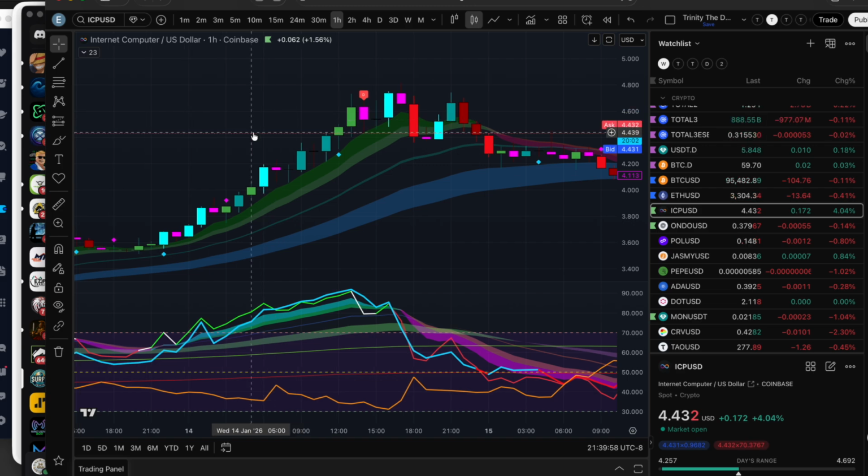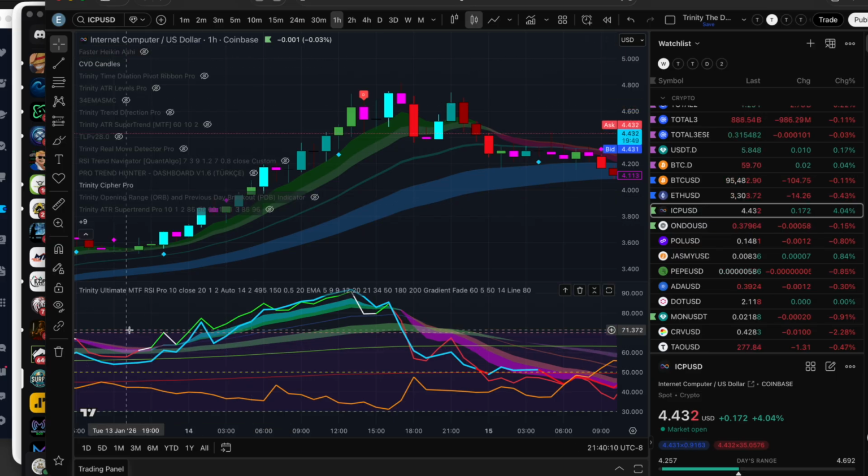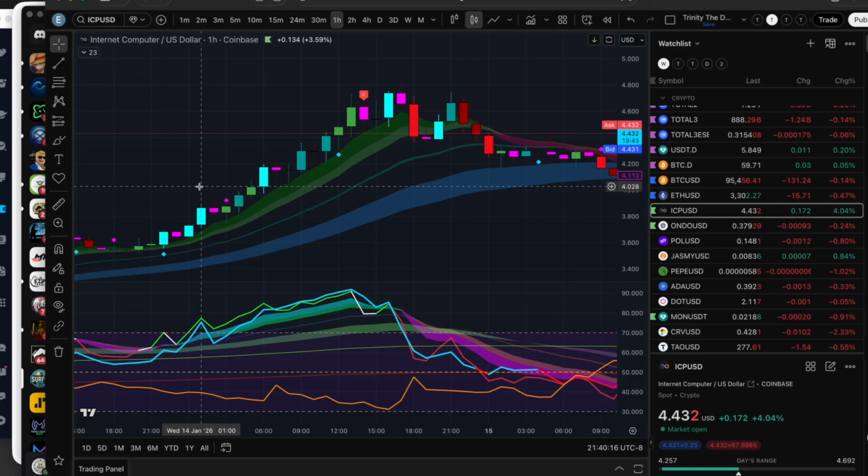So this setup works both for options trading and for swing trading as well, and it works across Forex, stocks, and crypto. So hopefully that was educational, folks, and remember to add these indicators, the Trinity Ultimate MTF RSI, and then the ones that I previously talked about today. And let's get into some good trading with this setup, and hit me up with any questions.